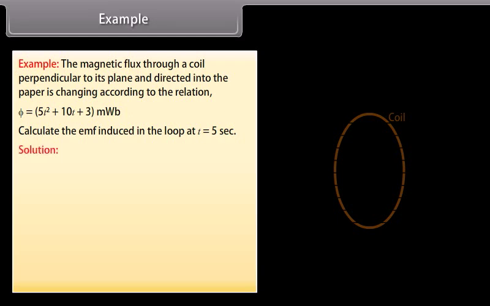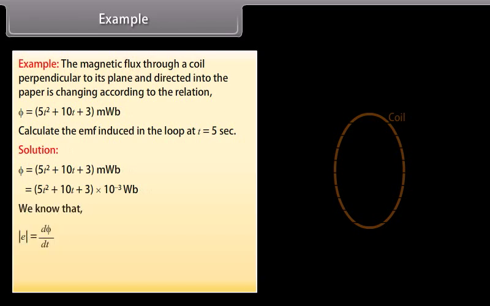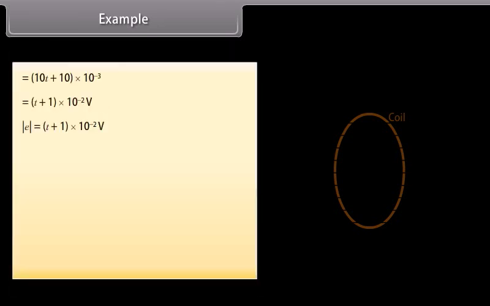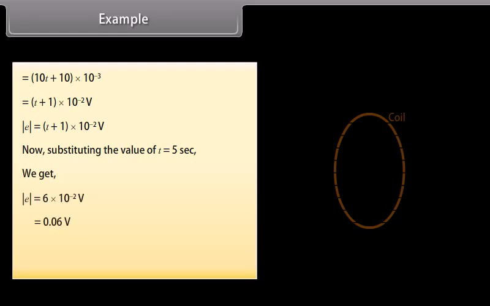Let's see the solution. Given phi is equal to 5t square plus 10t plus 3 milliweber, it can be written as phi is equal to 5t square plus 10t plus 3 multiplied by 10 raised to the power minus 3 weber. We know that E is equal to d phi by dt. By putting the values in this equation we get E is equal to (t plus 1) multiplied by 10 raised to the power minus 2 volt. Now, substituting the value of t as 5 seconds, we get E as 0.06 volt. Hence, the EMF induced in the loop at t equal to 5 seconds is 0.06 volt.